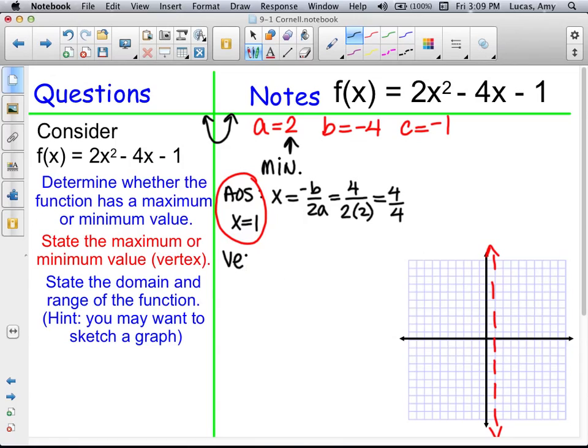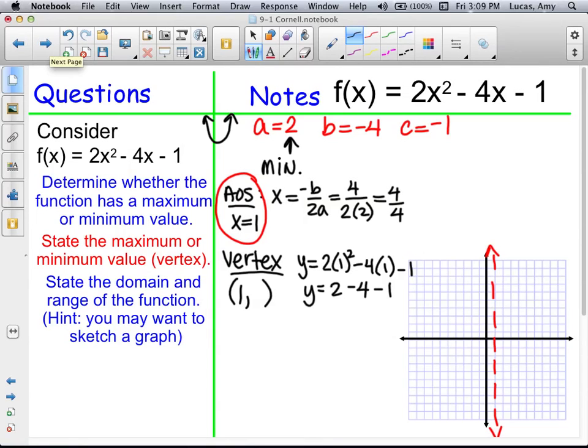Next, the vertex. I take the value x equals 1, and I have to plug it in. So y equals 2 times 1 squared minus 4 times 1 minus 1. 1 squared is 1. So 2 times 1 is 2 minus 4 minus 1. So y equals -3. So my vertex is 1, -3. So +1, -3, right here.